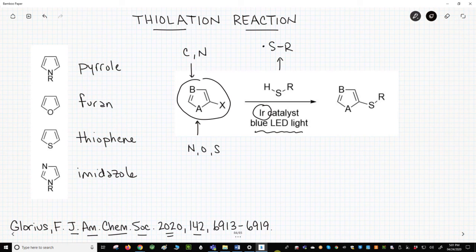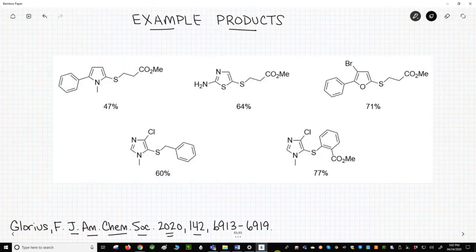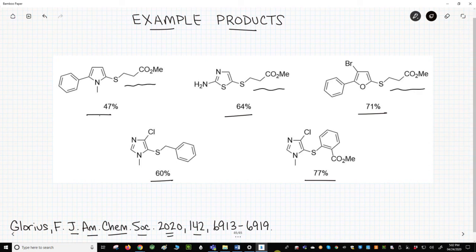Let's see some specific examples. On the screen are several examples of thiolation products from this chemistry. Note that the reactions can include a number of different types of aromatic rings. We have a pyrrole, a thiazole, a furan, and 2 examples with imidazoles. The R group on sulfur can be alkyl, as we see in many of these examples, or an aryl group. Remember that the sulfur has replaced a halogen on the ring.